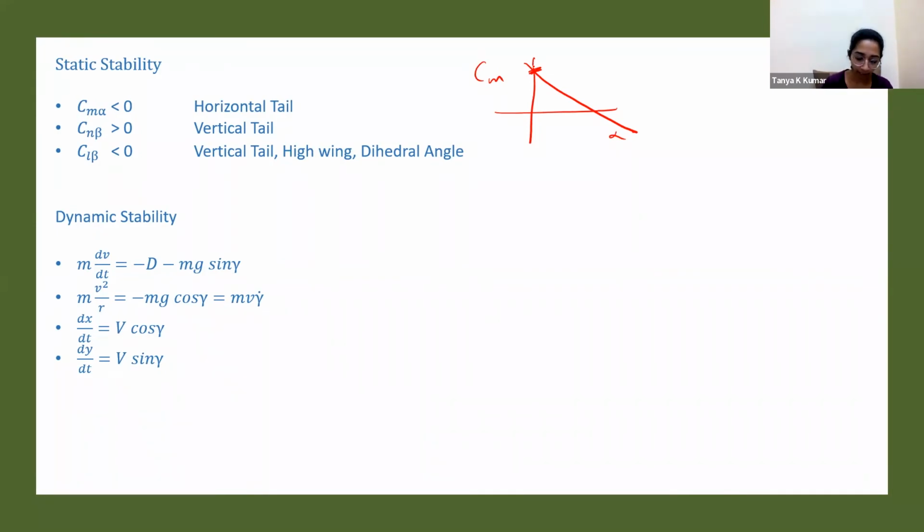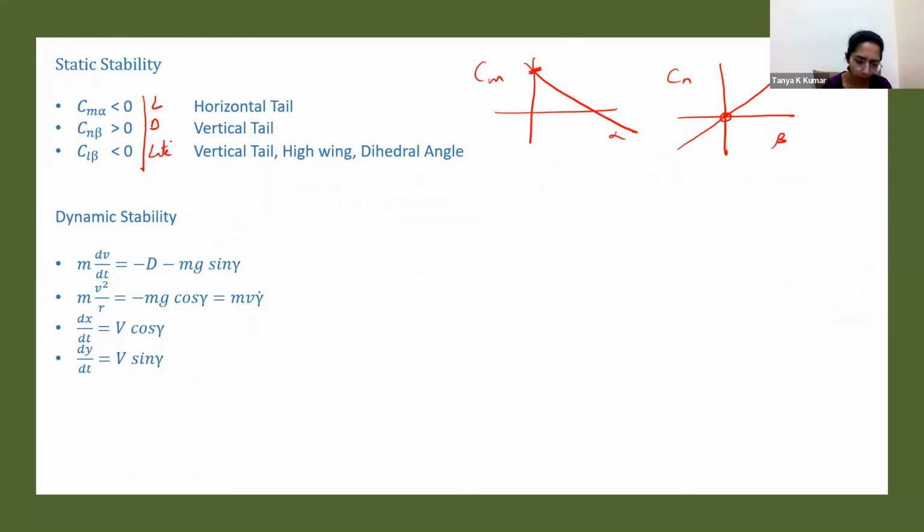Okay. Now for the directional case, similarly, instead of Cm alpha, you had Cn beta. It is Cn versus beta. For directional stability, we required it to be positive. Now we usually trim the aircraft in the directional sense at beta equal to 0, so it passes through the origin. Cn beta positive. Similarly, for the lateral case, you have Cl beta less than 0. These are the three conditions for the three directions. This is for longitudinal, this is for directional, and this is for lateral.